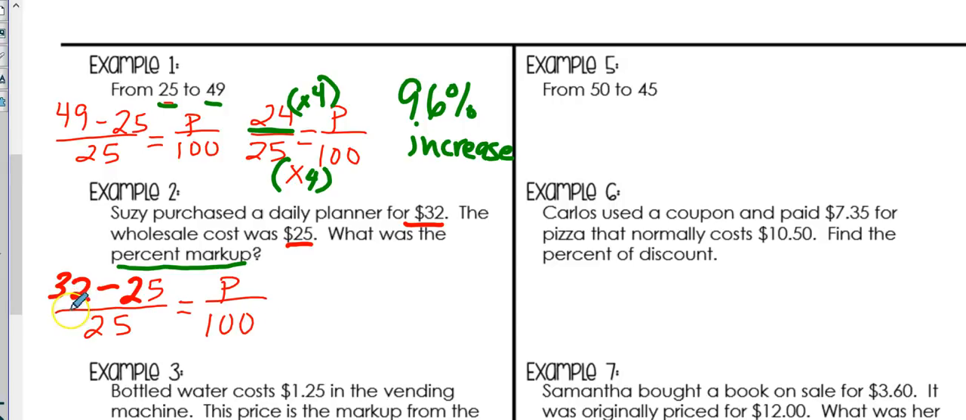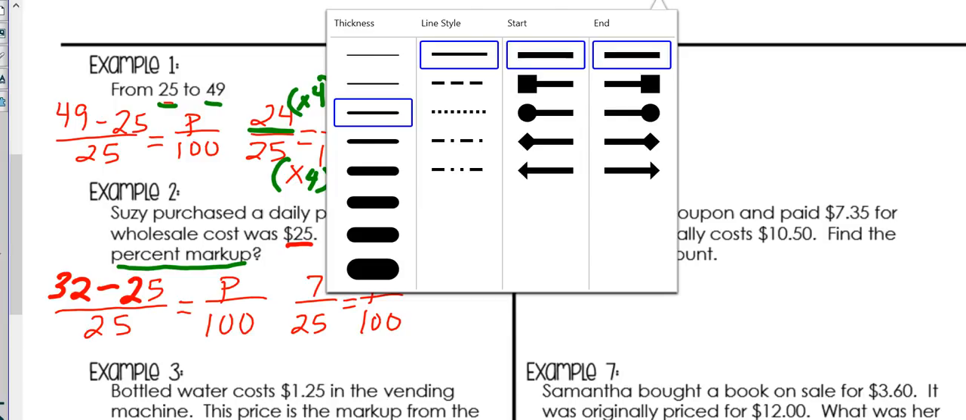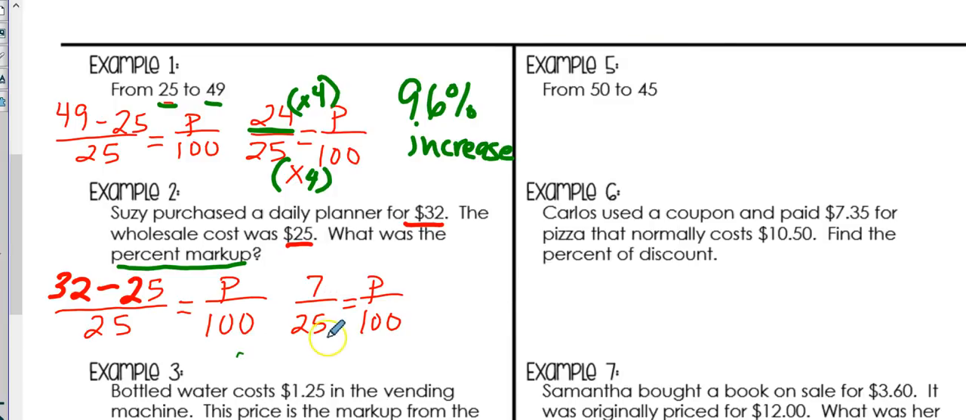Now we subtract 32 minus 25. That's 7, so you get 7 over 25. We can see that the relationship here is times 4. So 7 times 4 is 28, no wait, 20%... let's see, 7 times 4 is 20%, a 20% increase.